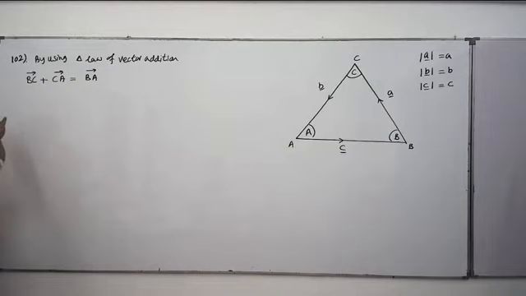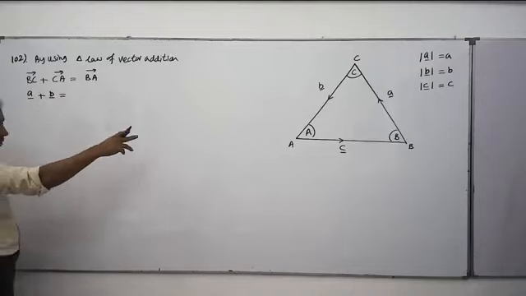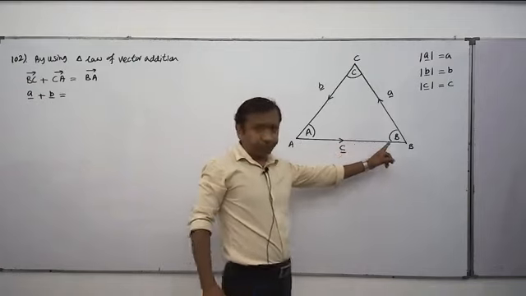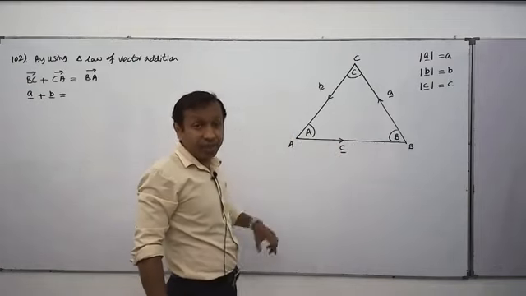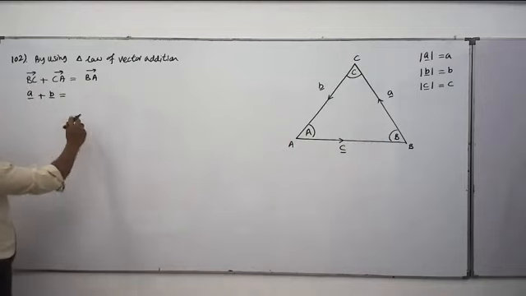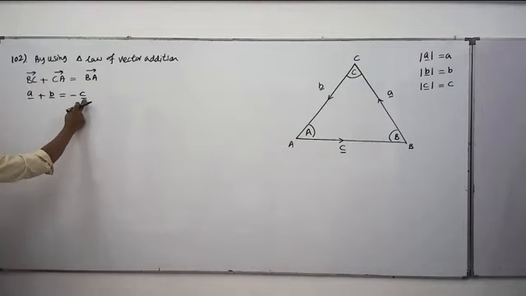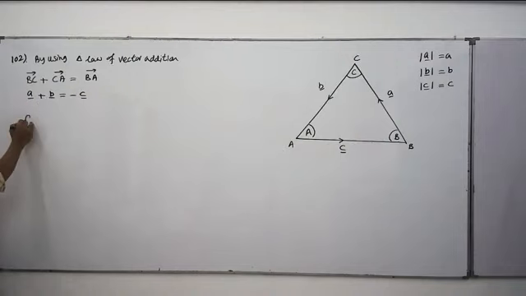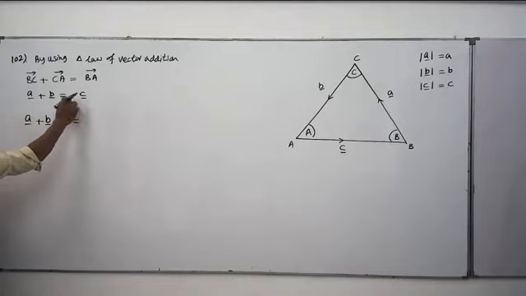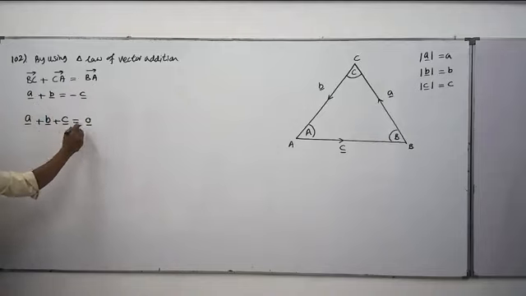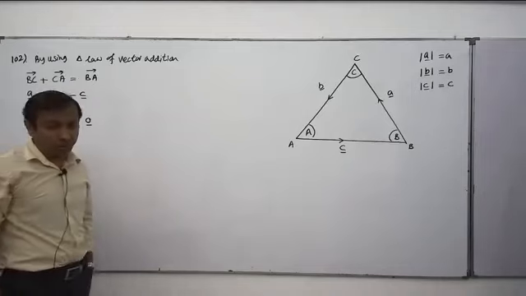People, now BC vector over there, simple A. CA vector, simple B. BA vector, A to B vector, simple C. Then BA vector is minus simple C vector. Now I can take this minus simple C vector to this side. Then we get vector A plus vector B plus vector C. Once you bring this to this side, right hand side we don't have any vector. It is, people, zero vector. We don't say right hand side zero. No, zero vector.